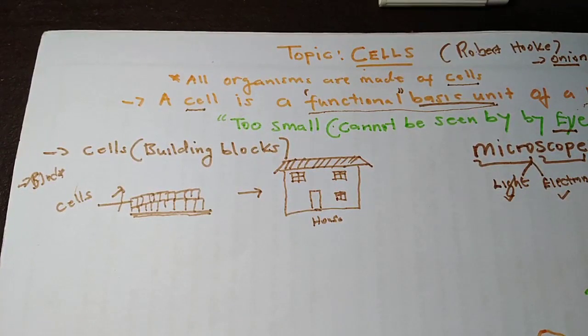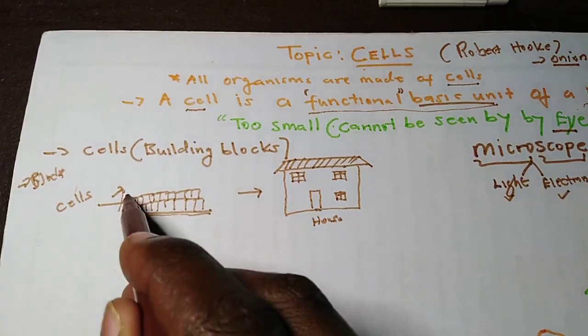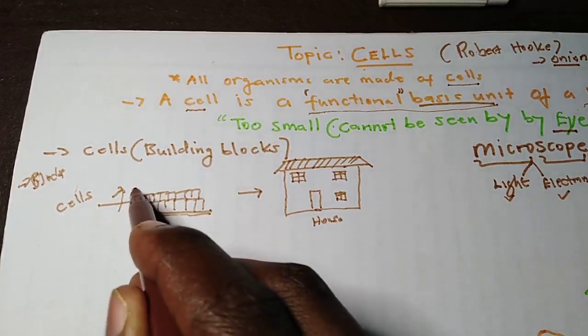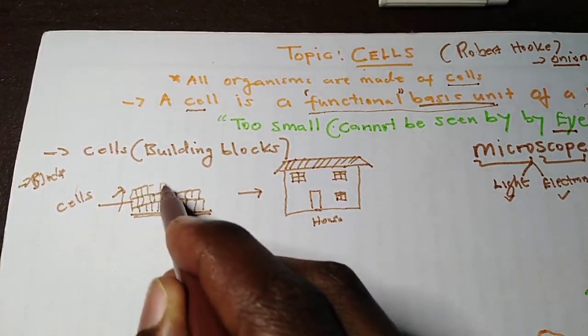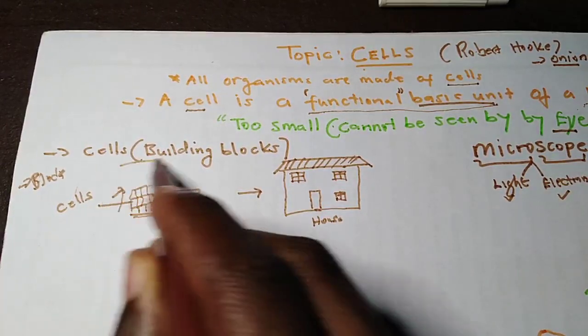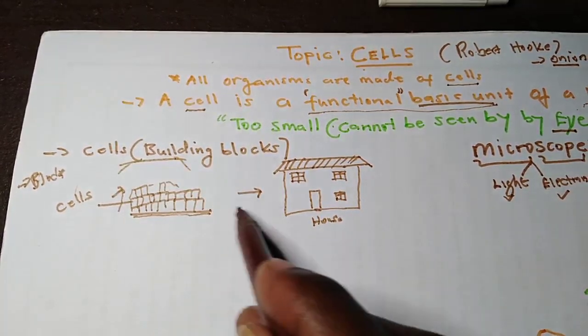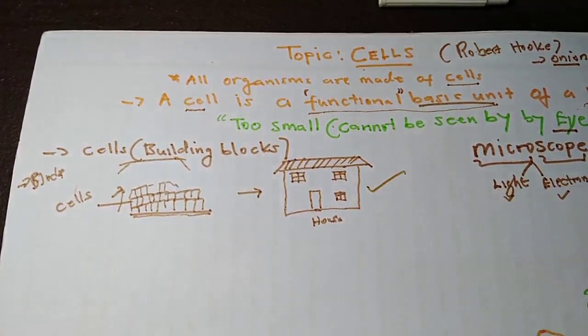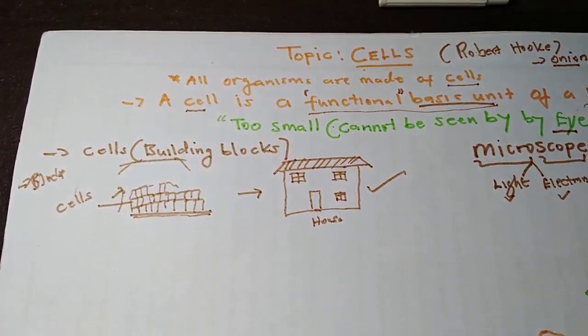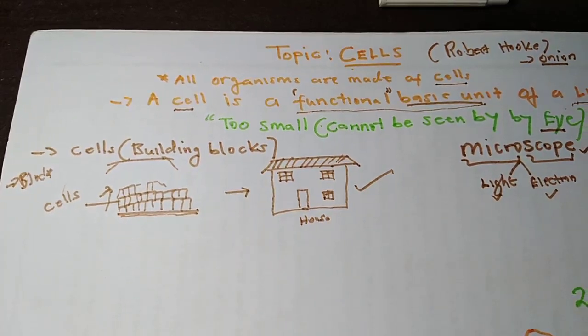As you keep on adding blocks, you reach window level, and you keep on adding blocks until you do your roofing. At the end of the day, you get your house. So that's what we mean by a basic unit. It's the smallest unit of an organism. It's the simplest unit of an organism. It's a building block.